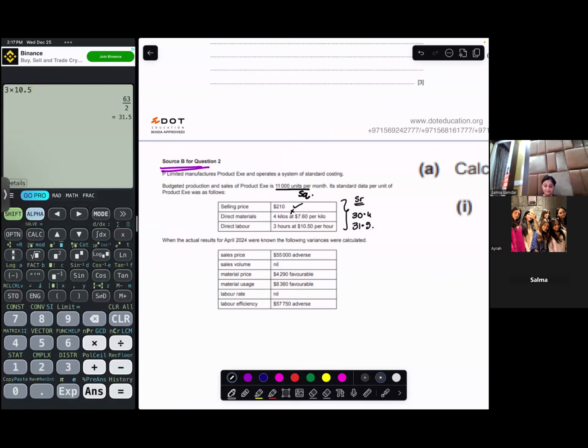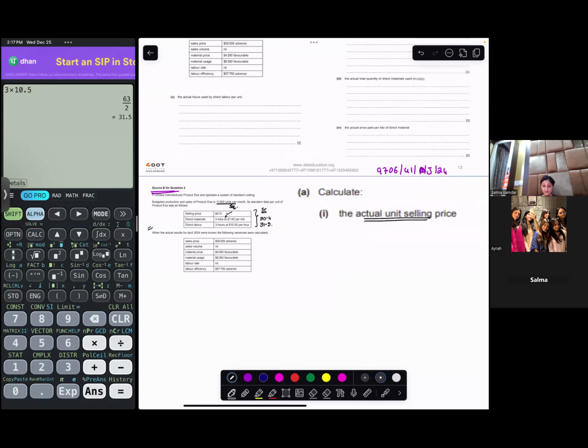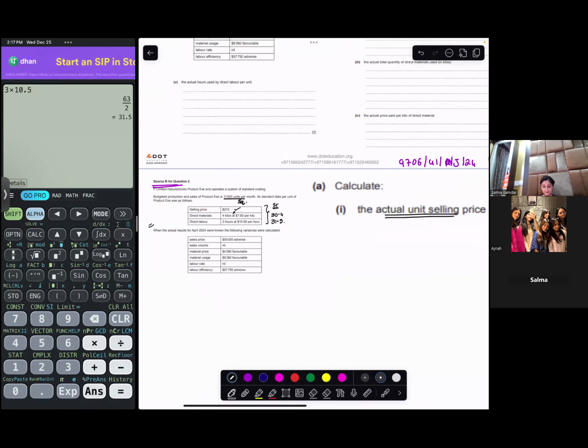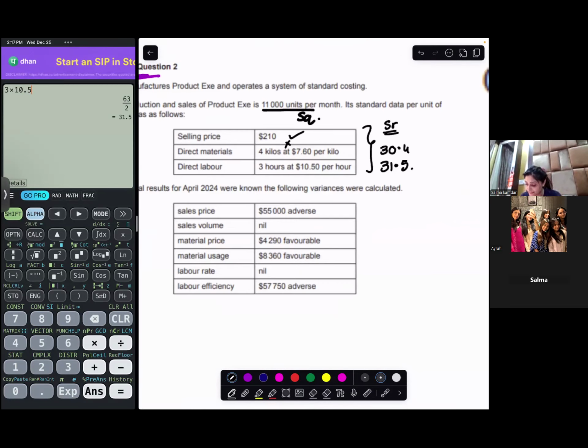Then read ahead. When the actual results for April 2024 were known, the following variances were calculated. So given that you don't have the actual rate with you, but you have the variances given to you. What does this mean? With the help of variances, will I be able to calculate the actual rate?